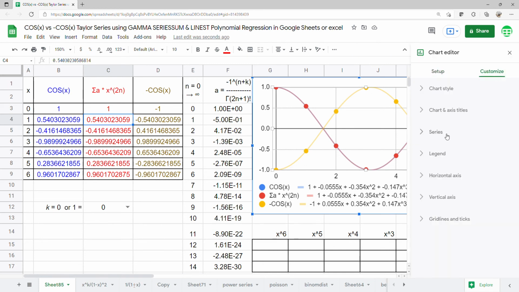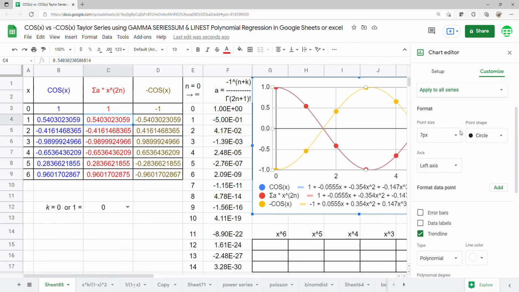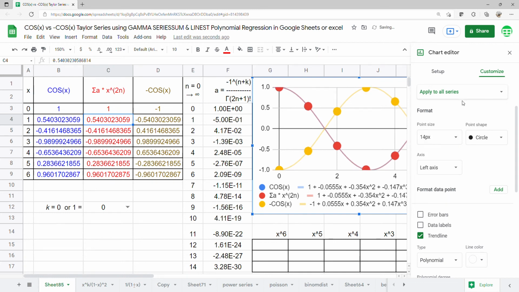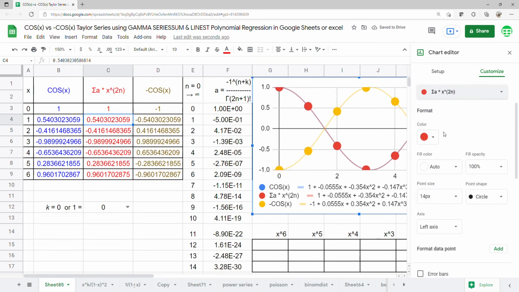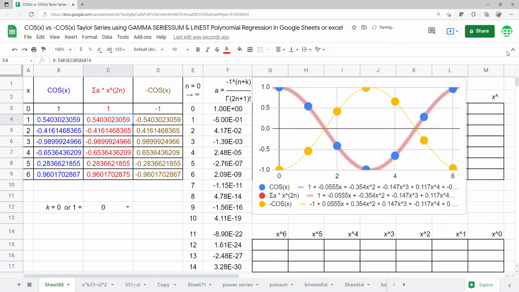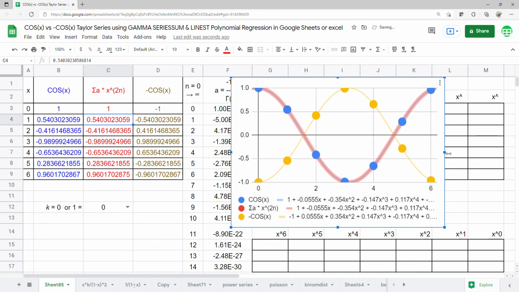For the series, the point size will be maximum. Except for the expansion, the point size will be none. But the line thickness will be maximum. Now here's our trend line and polynomials of cosine and negative cosine.